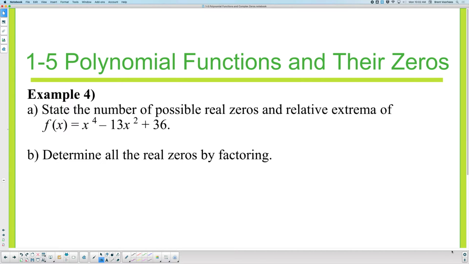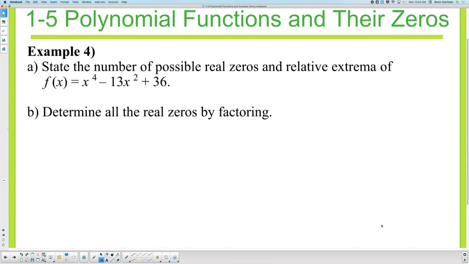All right, this one, I'm going to go a little faster. How many possible zeros? I want to say PZ. What does PZ stand for? Possible zeros. You're saying 4? I agree. How many possible extrema? 3. And then possible inflection points? 2. All right, great. Determine all real zeros by factoring.